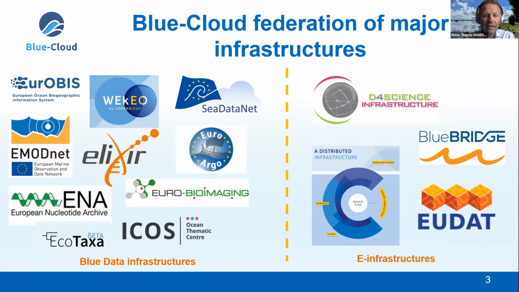So here you can see them again, the ones that are in focus. I will not name them all, but as I said, they range from remote sensing data to genes to biodiversity, water quality data, etc. That's on the left. We call them the blue data infrastructures. And on the right here, we have the e-infrastructures that we use as basis. Important components like D4Science, Blue Bridge, EUDAT, and WEkEO. They are the core components of the technical framework behind it.